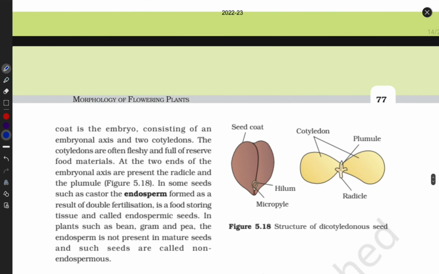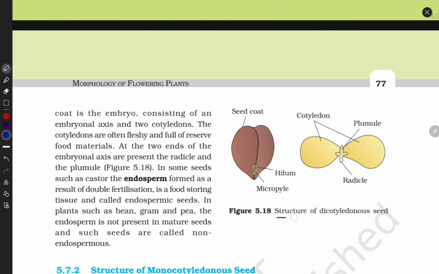Look at here. Such a beautiful diagram. Structure of dicotyledon seed. Guys, this is the one cotyledon and this is the another cotyledon. I repeat, if seeds have two cotyledons, then they are dicot plants. Simple. That's it, guys. If seeds contain two cotyledons, it means they are dicot seeds.